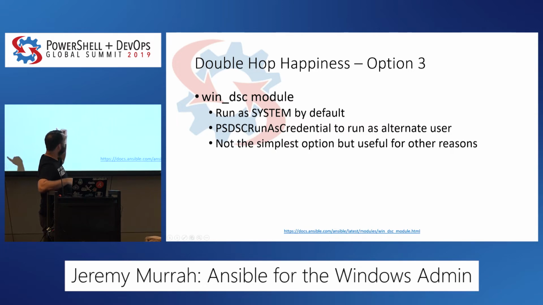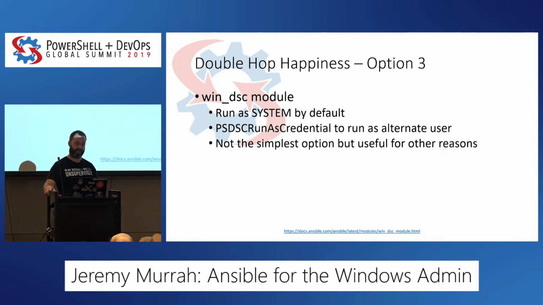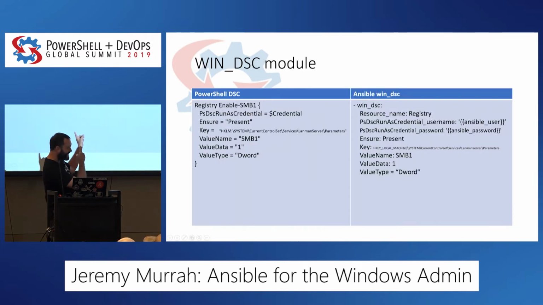Technically, you can also use WinDSC, which we'll talk about here in a minute. DSC, if you remember, runs by default as system, but you can give it alternate credentials. So you could have WinDSC execute the script resource and give it alternate credentials to run some code. And that's like playing chutes and ladders. It's kind of roundabout, and it technically is an option. Mostly I included that because I'm all about the natural segues to WinDSC. So we're going to talk about WinDSC now.